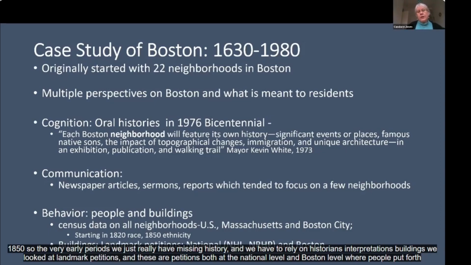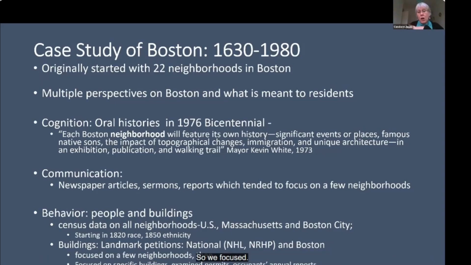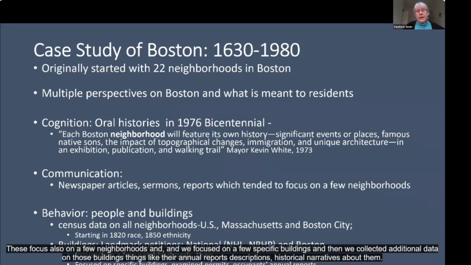Buildings, we looked at landmark petitions, and these are petitions both at the national level and at Boston level where people put forth a building, usually people in the neighborhood or its occupants, and say, we think this building represents something significant about us and our role in the neighborhood and in the city. So these focused also on a few neighborhoods, and we focused on a few specific buildings, and then we collected additional data on those buildings, things like their annual reports, descriptions, historical narratives about them.